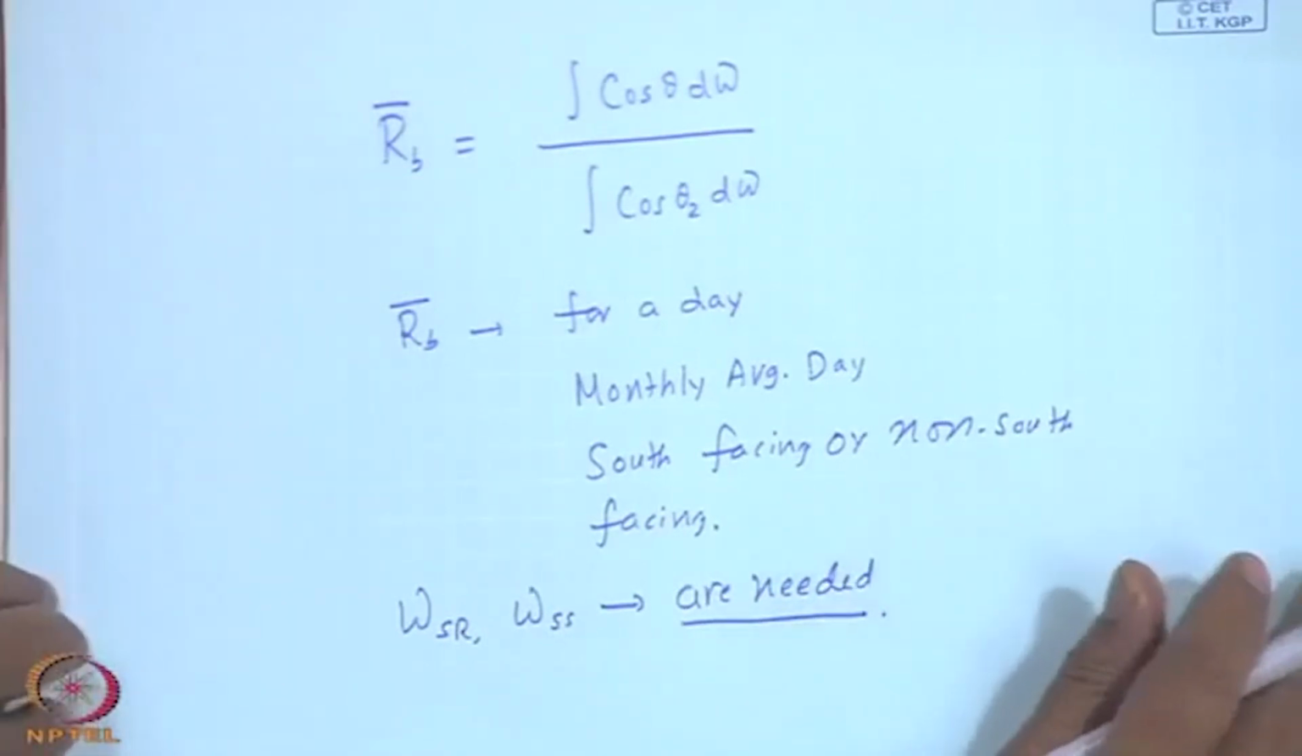Okay. So, we have a method of calculating the tilted radiation for an hour. We have it for a day, which works well, and we will examine how it performs for the monthly average day and how we estimate the so called apparent sunrise and sunset hour angles for the tilted surface.